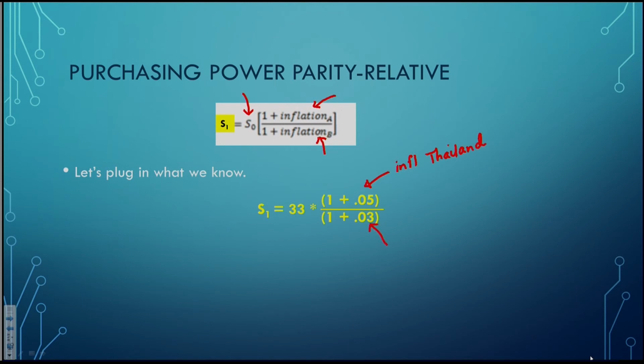On the denominator, we've got 1 plus 0.03. Again, that's inflation for the USA. And now it's very easy. I plugged in my exchange rate, and now I can do some very simple math.